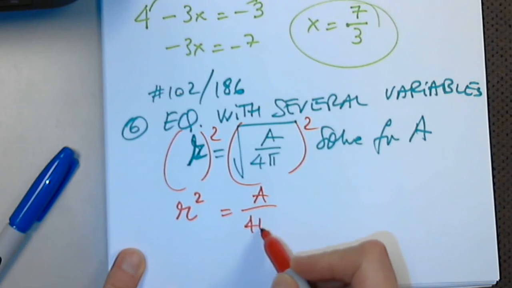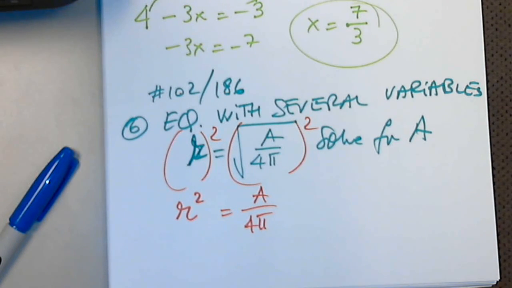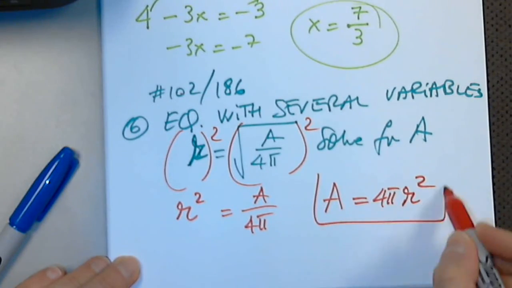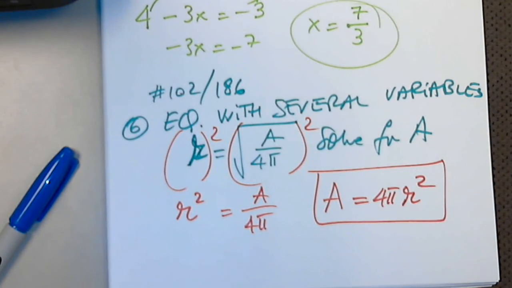a over 4 pi. So what is the final step? That's it. 4 pi times r squared. Very good. Any questions for me?